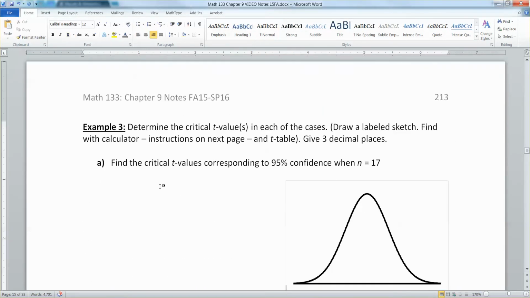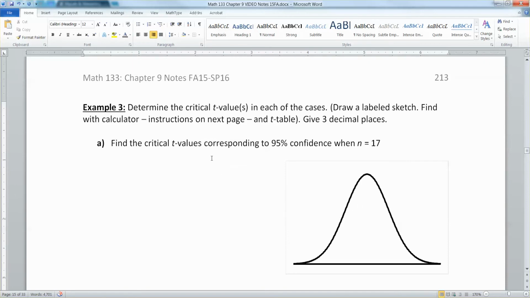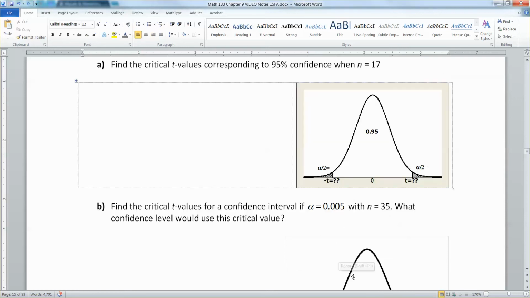So let's practice. We want to find the critical t-values that correspond to 95% confidence when n is equal to 17. Oh boy. All right, so I'm going to have to draw a picture and find a whole bunch of stuff. Okay, I have a t-curve drawn here, and I know it looks like a z-curve, but it isn't. It's a t-curve. It's technically slightly fatter in the tails and so on.